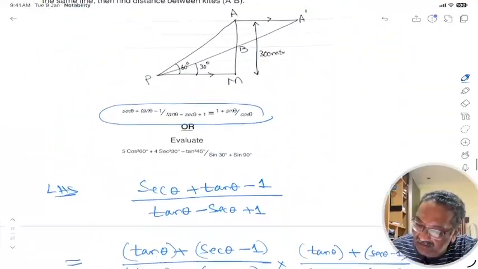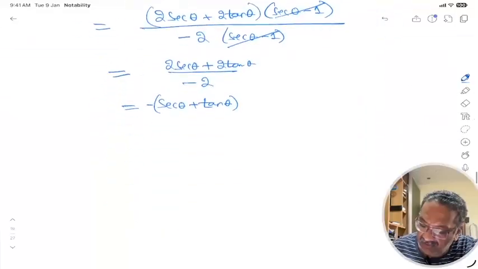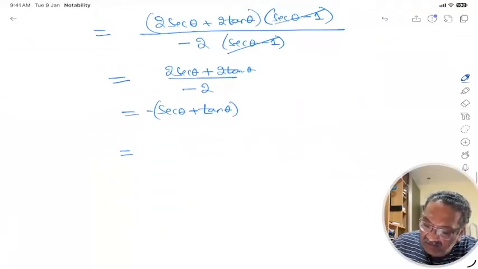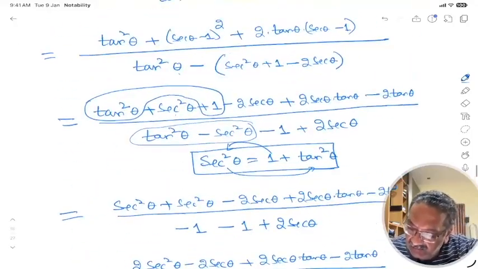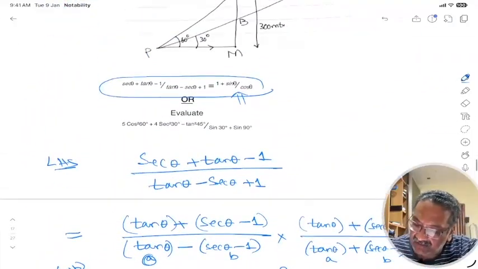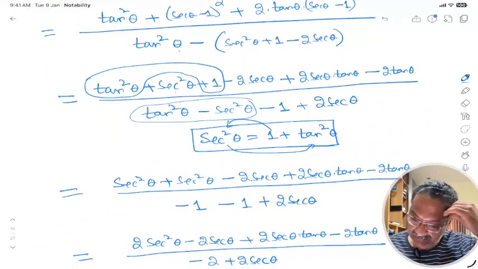The RHS is in terms of sine and cos, so we have to convert this to sine and cos. This is equal to minus secant theta, which is 1 by cos theta, plus sine theta by cos theta. Denominator cos theta, minus 1 minus sine theta. So somewhere we have made a mistake of minus 1 here. Let me see.